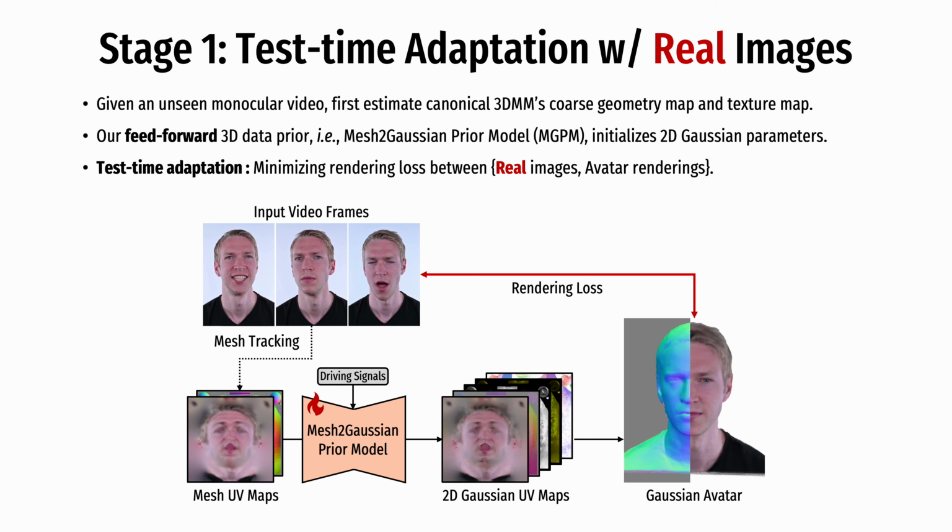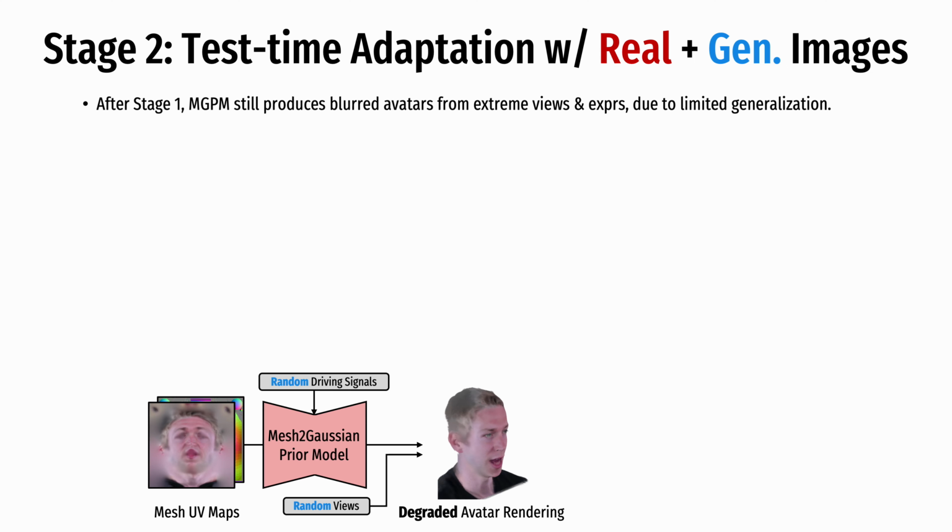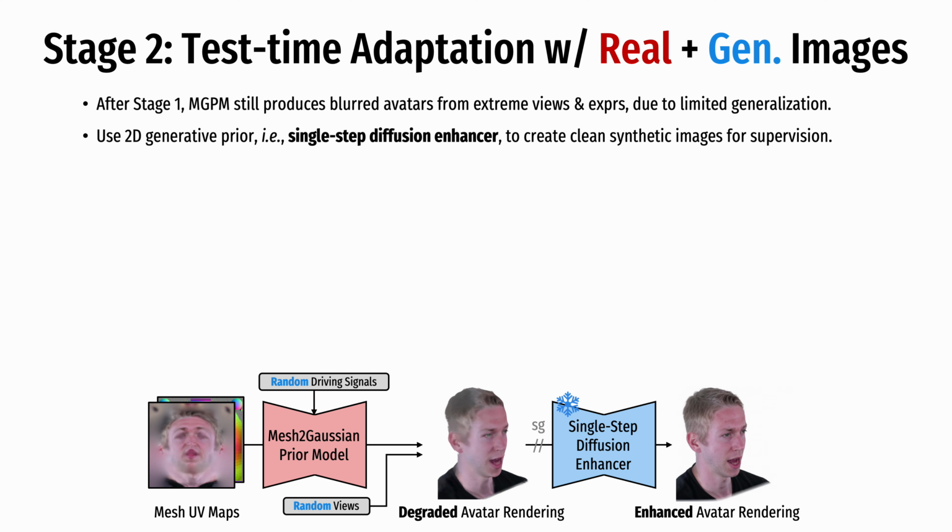In Stage 2, we incorporate generative supervision to address limited generalization. Despite Stage 1 adaptation, the model may still produce blurred artifacts in extreme views or expressions not present in the input video. To resolve this, we employ our pre-trained 2D generative prior, the single-step diffusion enhancer. We sample random views, render the avatar, and enhance these renderings to create clean synthetic targets.